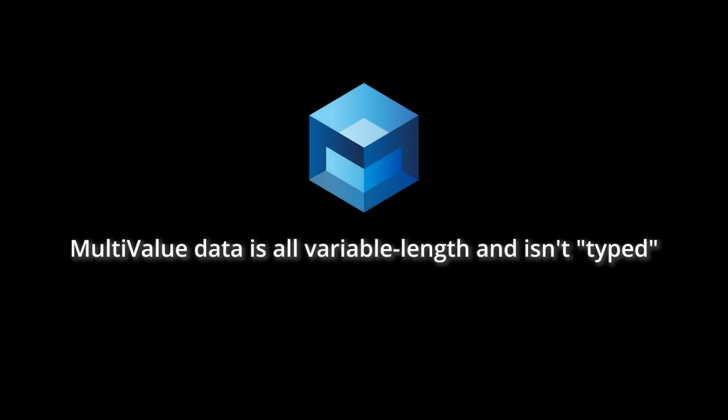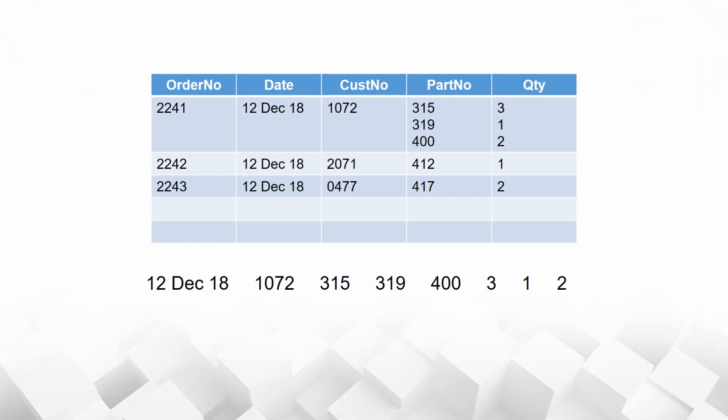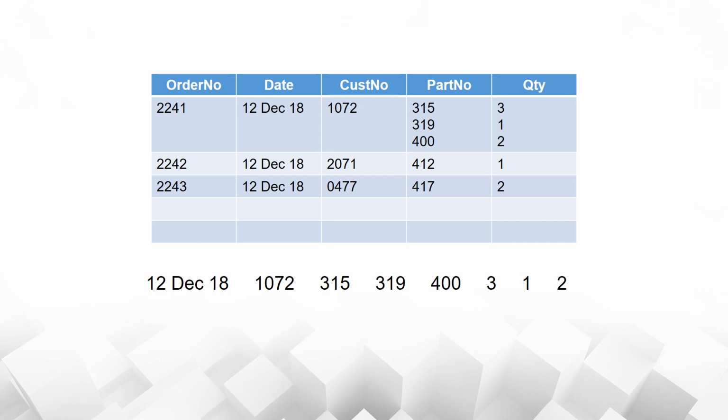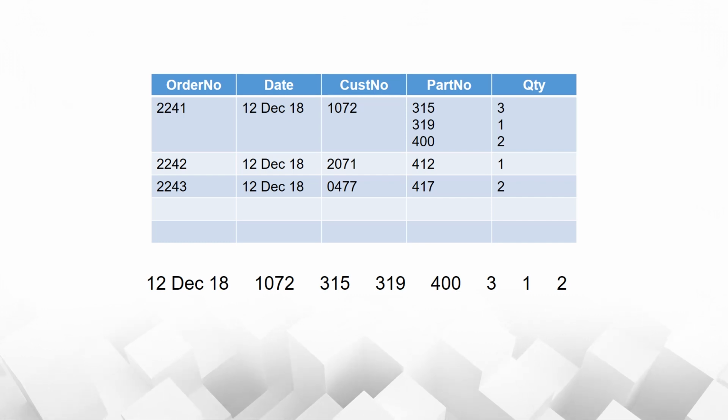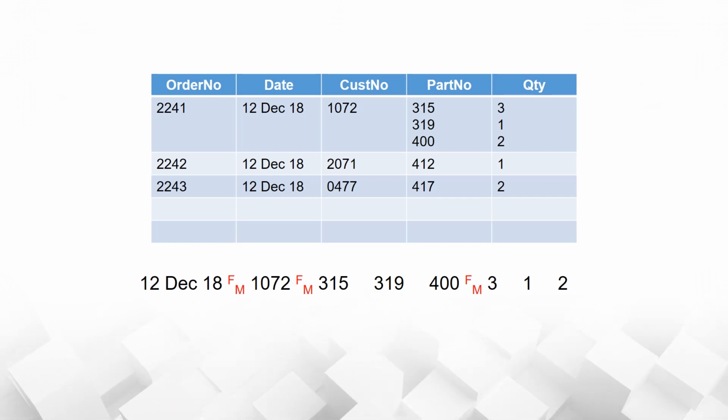Now in a multi-value database, everything is variable length. And so as we look at this sequence of characters here, we need some way to know where one field ends and the next one begins. And what Dick Pick and his colleague did to achieve this was to insert in the gaps between each field a special character called a field mark, shown in this diagram simply as FM.